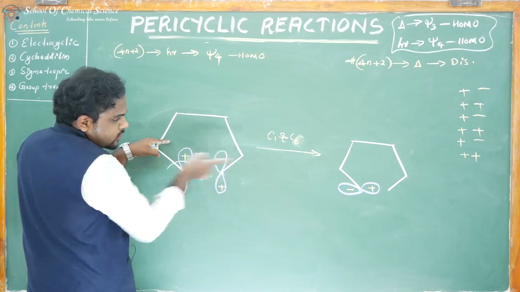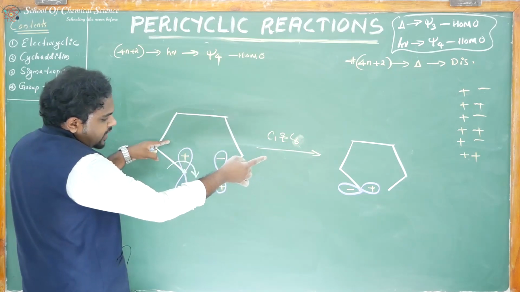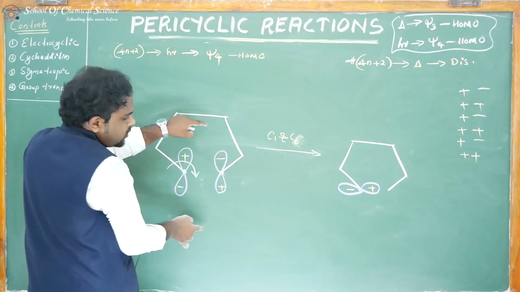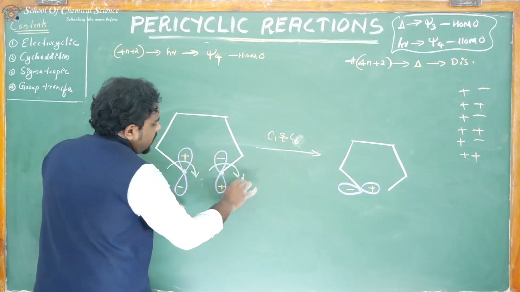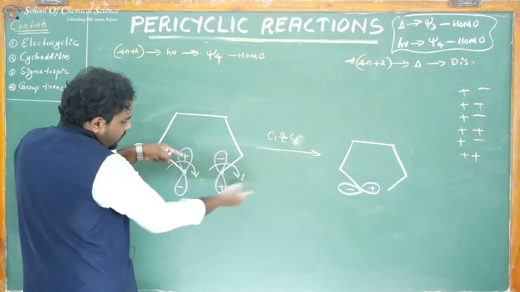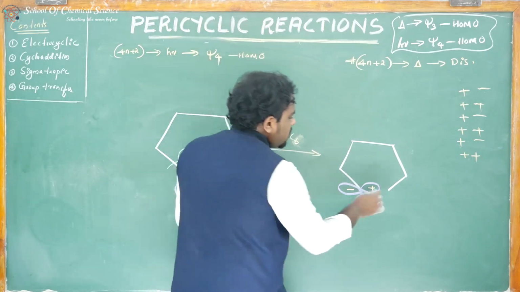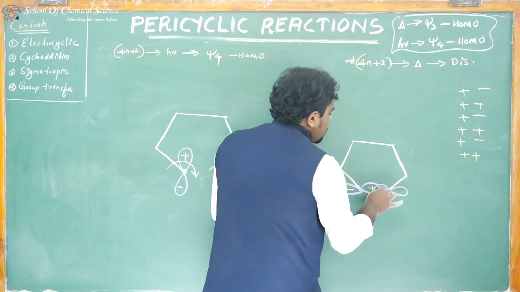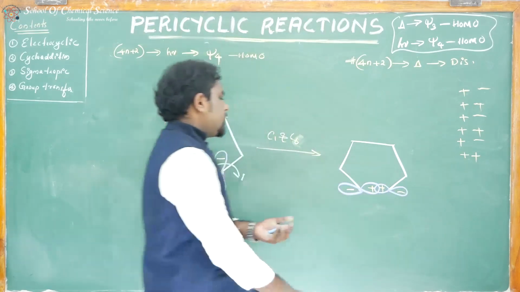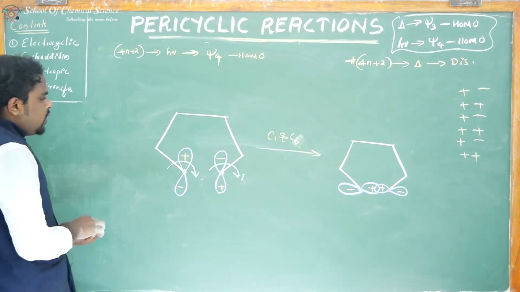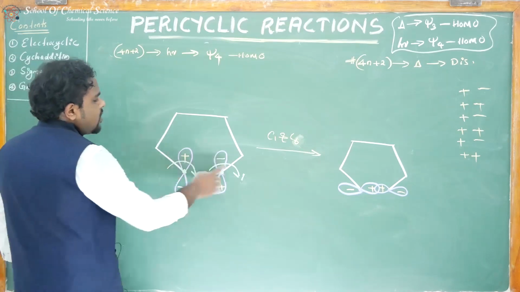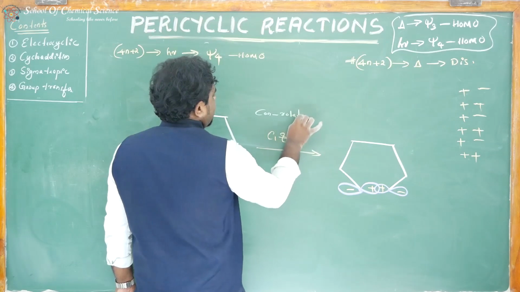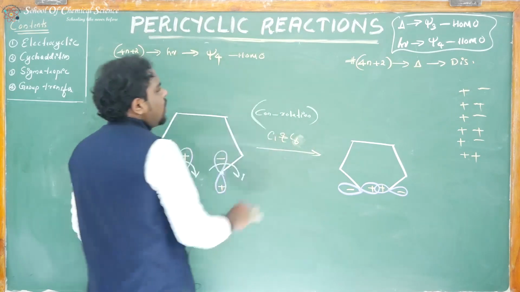Here positive is towards there. So in order to become positive overlap, I am rotating the sixth carbon also clockwise. After clockwise rotation, positive comes here. So positive, negative. So both carbons clockwise, that is called con rotation.